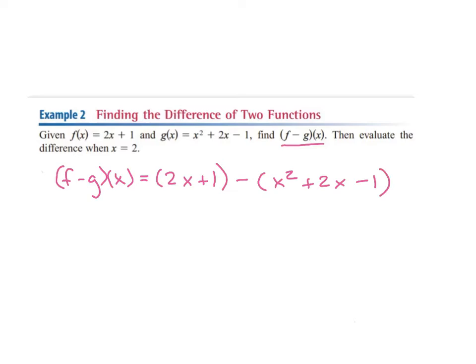So here it's super important that we distribute our negative sign, our minus sign that's in the middle, to everything in the parentheses behind it. So we have 2x plus 1. This becomes a minus x squared, and then a minus 2x, and a plus 1.